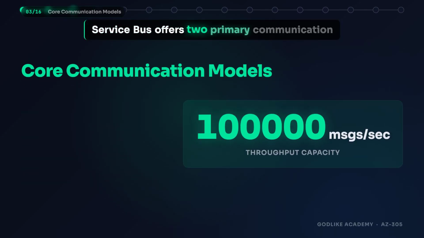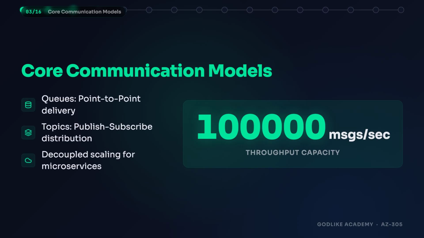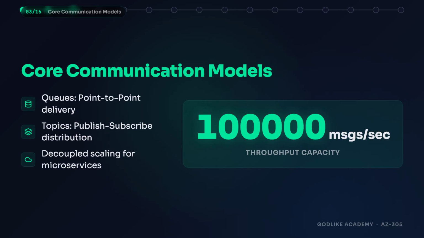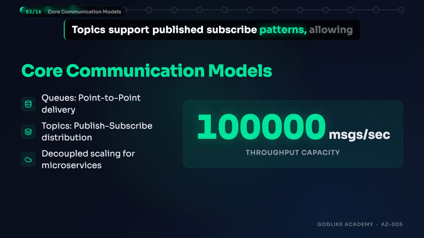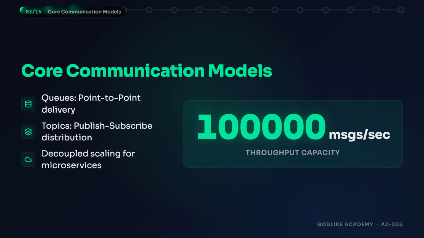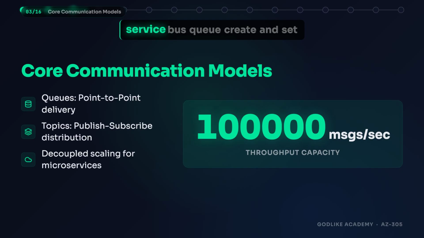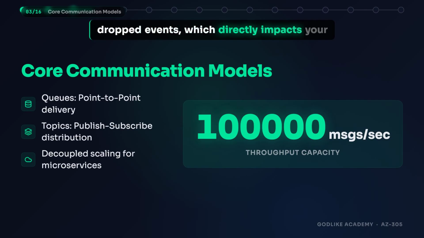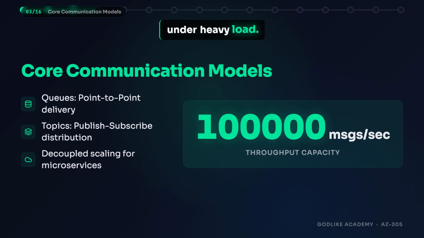Service Bus offers 2 primary communication models for your architecture. Queues provide point-to-point messaging, where a single receiver processes each message exactly once. Topics support publish-subscribe patterns, allowing multiple subscribers to receive independent copies of the same event. You will configure these using az servicebus queue create and set max delivery count values. Choosing incorrectly causes duplicate processing or dropped events, which directly impacts your exam score and production system reliability under heavy load.